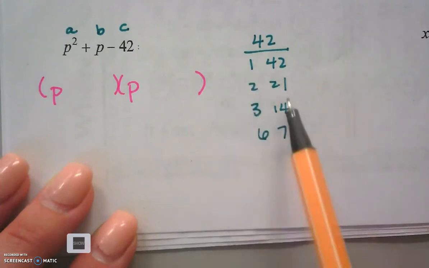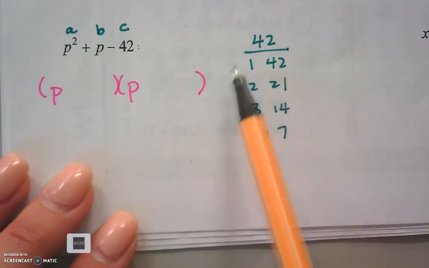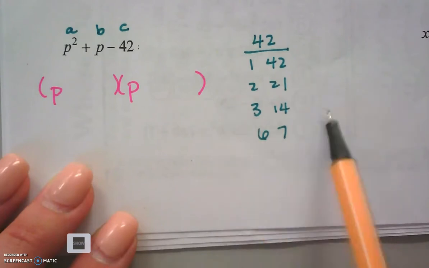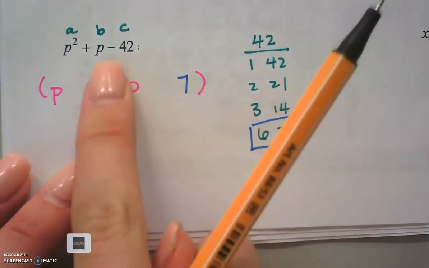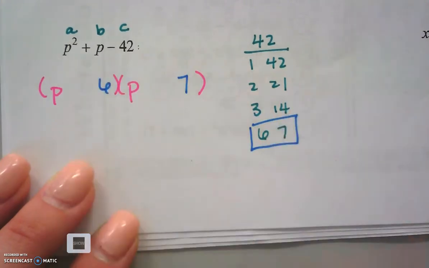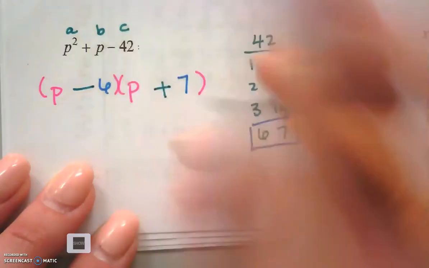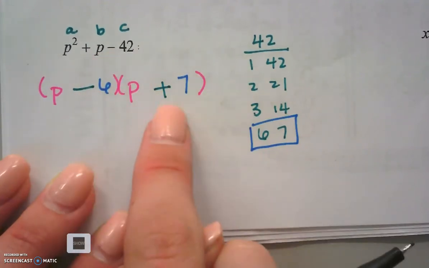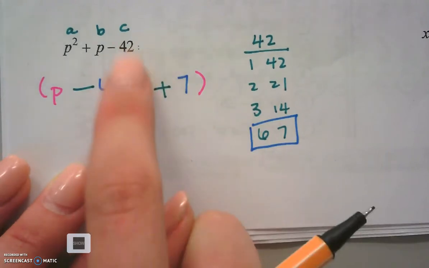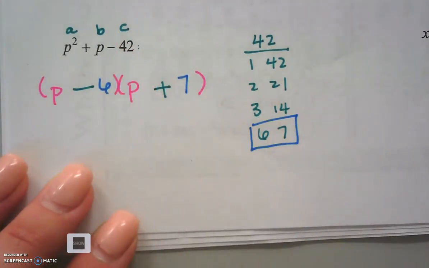As you list these factors in your head, you should be thinking, nope, can't get to 1, nope, can't get to 1, nope, can't get to 1. Yes, this one right here, 6 and 7, I can manipulate to get 1. If I have a positive 7 and a negative 6, 7 minus 6 is 1, and a negative 6 times a positive 7 gets me that negative 42 back.